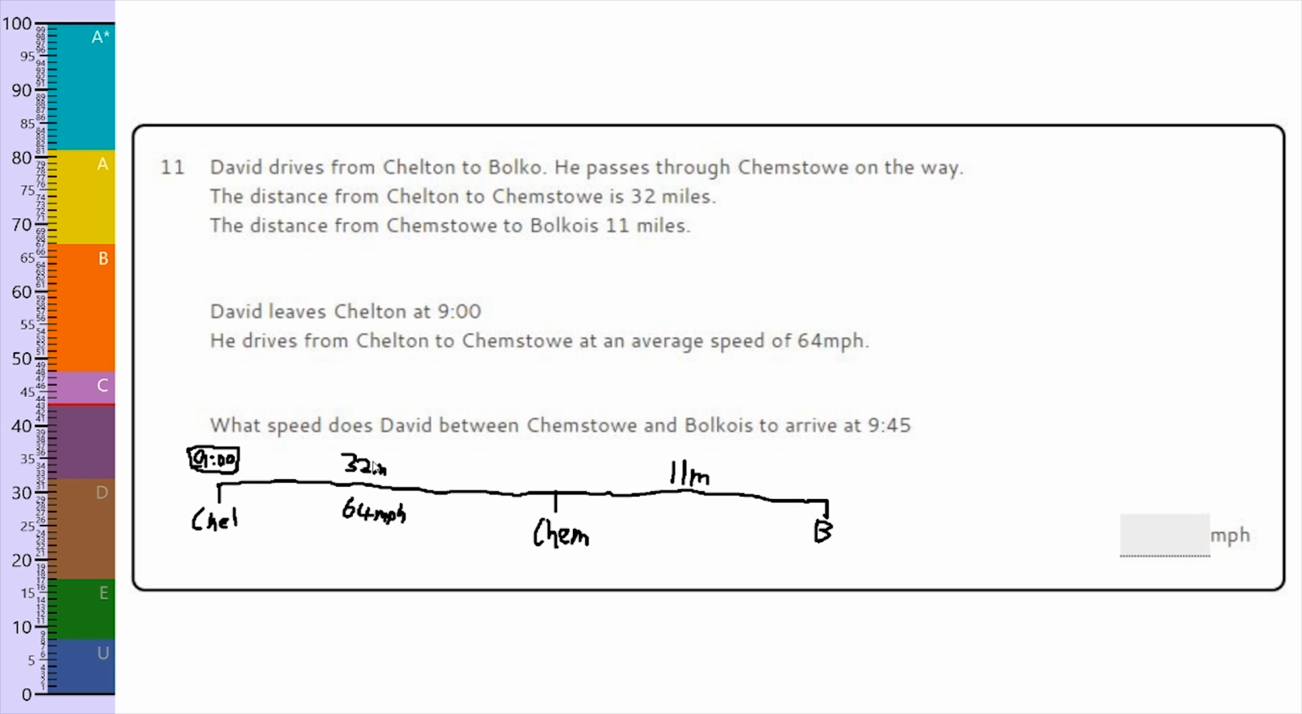Okay, I put distance at the top, speeds at the bottom. What speed does David have to do between Chemstow and, I've not really done very well with this question. We'll change this. If you go to the website, this will be changed. Let's just edit it to arrive at 9:45. So he wants to get there by 9:45. Okay.